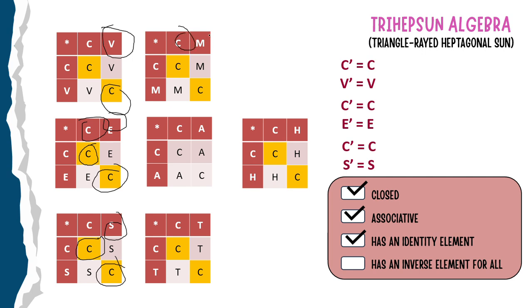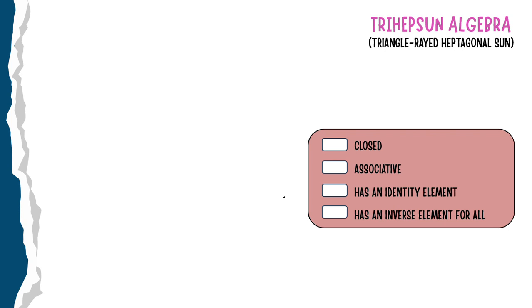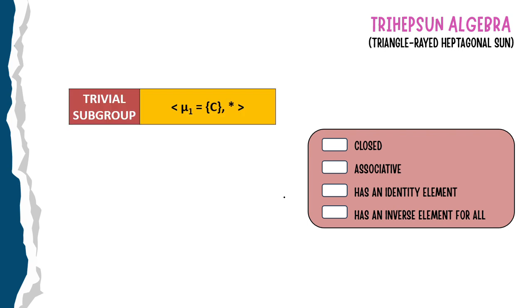The inverse element of N is M. For this one, the inverse element of C is C, and the inverse element of A is A. Then, for this one, the inverse element of C is C, and the inverse element of T is T. And doing it again, we have the inverse element of C as C, and the inverse element of H is H. Therefore, all of this has an inverse element for all. Therefore, these are subgroups.